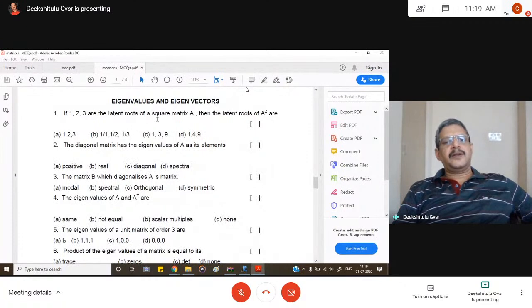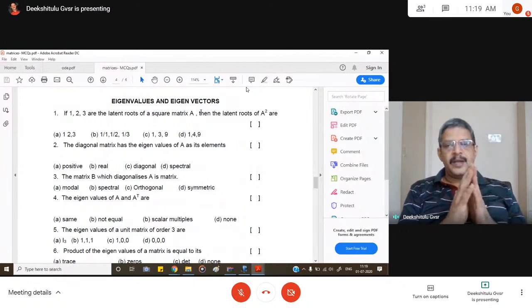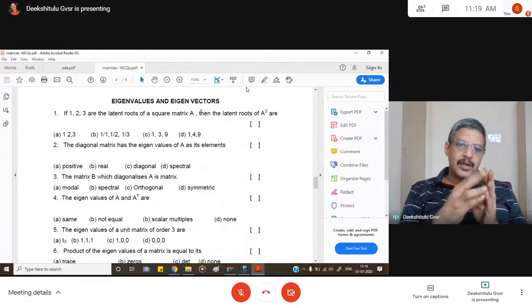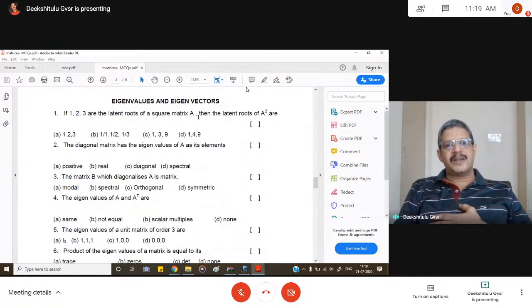If 1, 2, 3 are the latent roots of the square matrix, I said latent roots, don't get confused. Latent means eigenvalues. I told you already, other names for eigenvalues are characteristic roots or characteristic values or latent roots or latent values, eigenvalues or eigenroots. We have 5, 6 different ways of calling this. If 1, 2, 3 are the latent roots of a square matrix A, then the latent roots of A square, again I said, when I say lambda power n is an eigenvalue of A power n. So then the squares of these are the eigenvalues of this A square. So if you square, then 1, 4 and 9 are the eigenvalues of this A square.